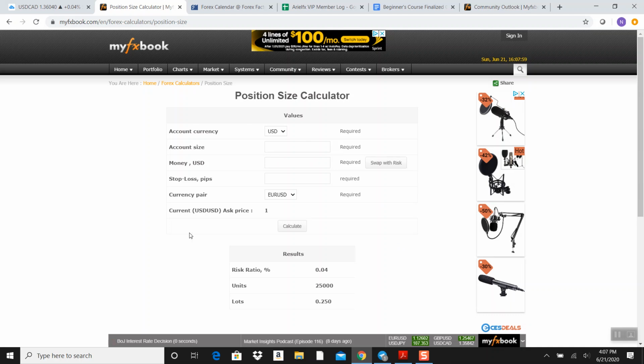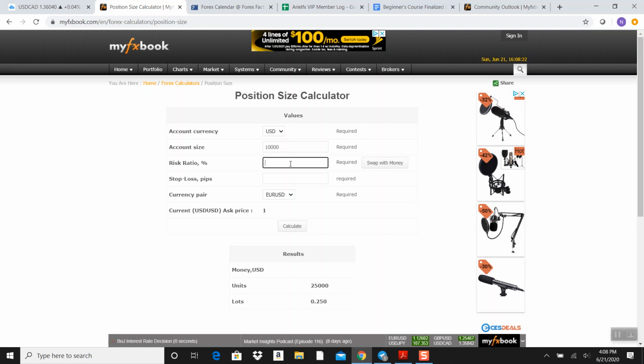Using the Position Size Calculator, and I highly recommend using this, you simply type in your account size. What's your account size? Let's say it's $10,000. You can either swap with risk or swap with money, meaning you can risk a percentage or risk a monetary amount. I can click swap with money and risk, let's say, $50 for this trade. But in terms of percentages, we're going to go with the risk.